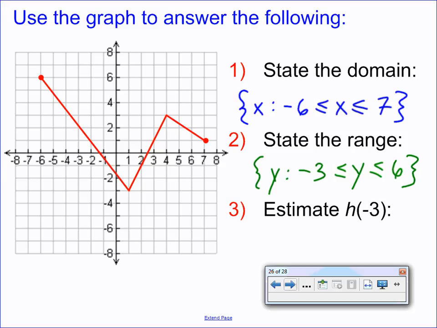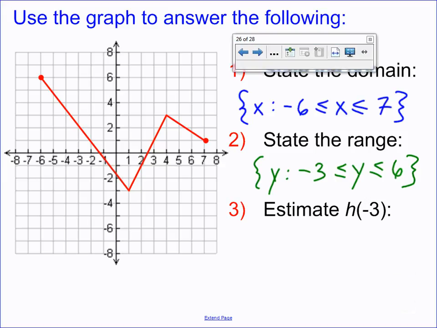Great. And lastly, estimate h of -3. We can estimate it by spitting out the y coordinate that corresponds to an input value, an x coordinate of -3. So we're not looking here, we're looking along the x-axis to see when x equals -3, what is y about? It looks like y is about 2. So remember, you're stating the y coordinate that corresponds to an input of -3.